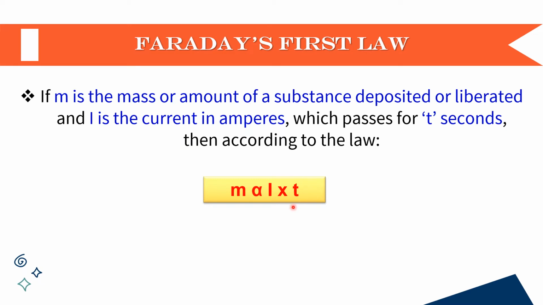Okay, maksudnya macam yang saya bagi tahu tadi, nilai Q tu bergantung kepada berapa banyak current yang mengalir dan berapa lama masa yang diambil. Jadi, mass of the product bergantung kepada the current yang dibekalkan dan juga masa yang diambil. So maksudnya dekat sini, lagi besar current sebab it's directly proportional, lagi besar current supply, lagi lama masa yang diambil, maka mass of the product deposited or liberated at the electrodes will become bigger.